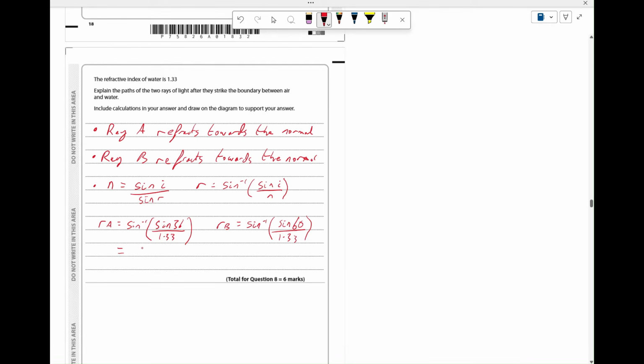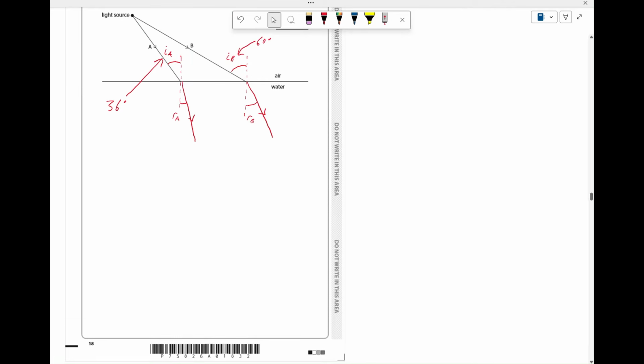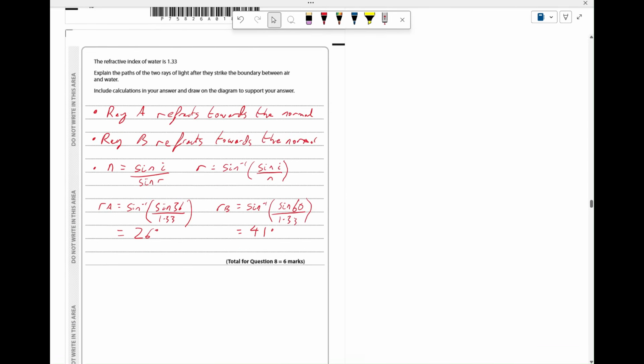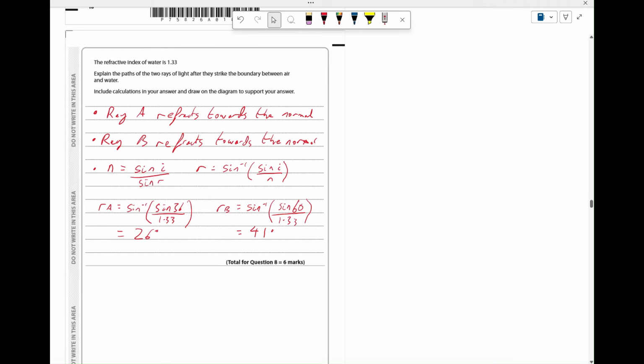This one comes out to be about 26 degrees. And this one turns out to be about 41 degrees, something like that. I'll maybe add these to my diagram. 26 degrees, 41 degrees. Quite a lot to do here. I'm not exactly sure what the marks are for, I must say.